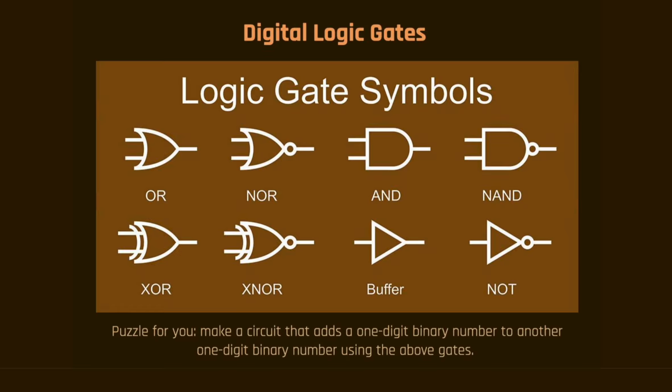Now, what you can do is connect their inputs and outputs in whatever way you like. The puzzle is that you're going to get two inputs, each a binary number 0 or 1, and you need to add it to another binary number 0 or 1. Create a circuit using any of these gates that you like that outputs the sum of the two binary numbers.